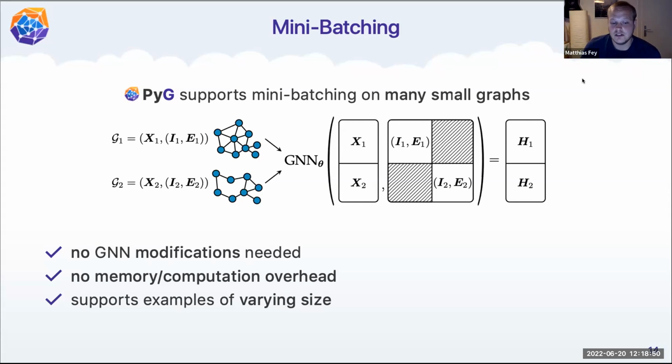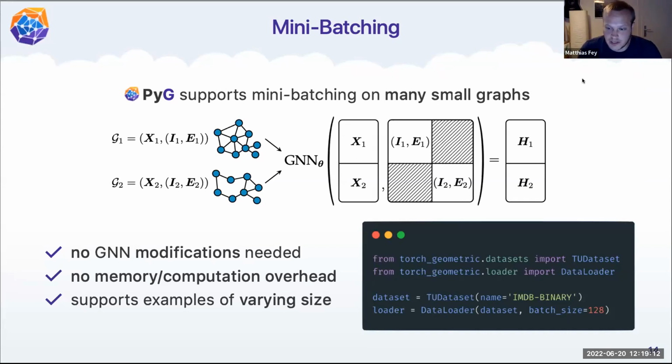And also, it does not have any memory or computation overhead because all our adjacency matrices are implemented in a sparse form, and so we only store the non-zero elements. And in addition, it supports examples of varying size. And so what that means is that you can directly load in the data set given in PyG. You instantiate that data set and put it into that PyG data loader, and PyG will automatically take care of providing this correct mini batching approach.